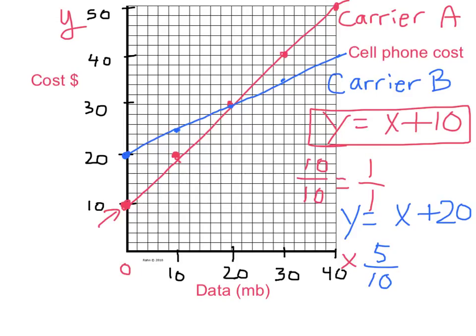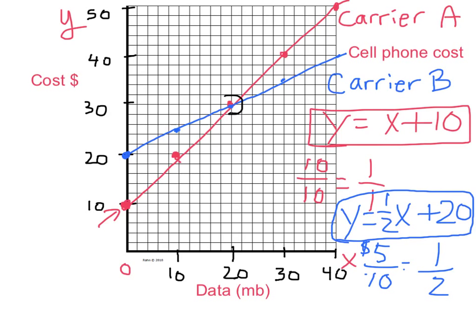So it looks like the rate of change is going to be $5 for every 10 megabytes. So that would reduce to $1 for every 2 megabytes. So the rate of change is going to be 1/2 again, just like the previous example. All right, and then based on those two graphs, how many megabytes of data would be used where they both would cost the same amount? So at what point on the graph do they both cost the same?